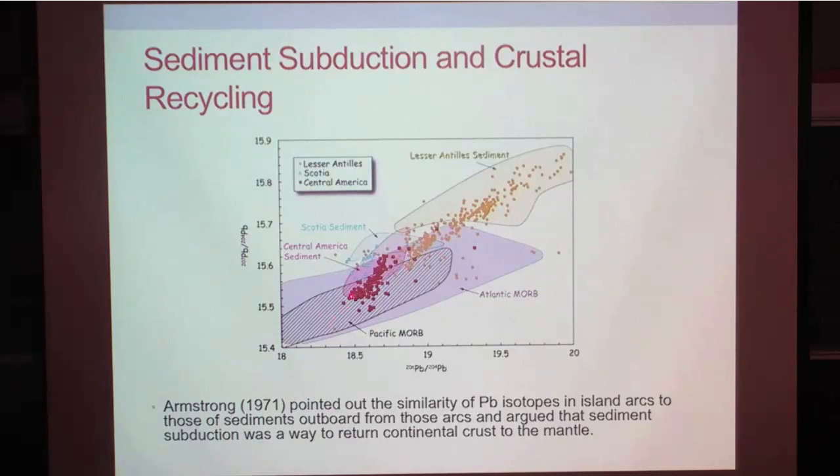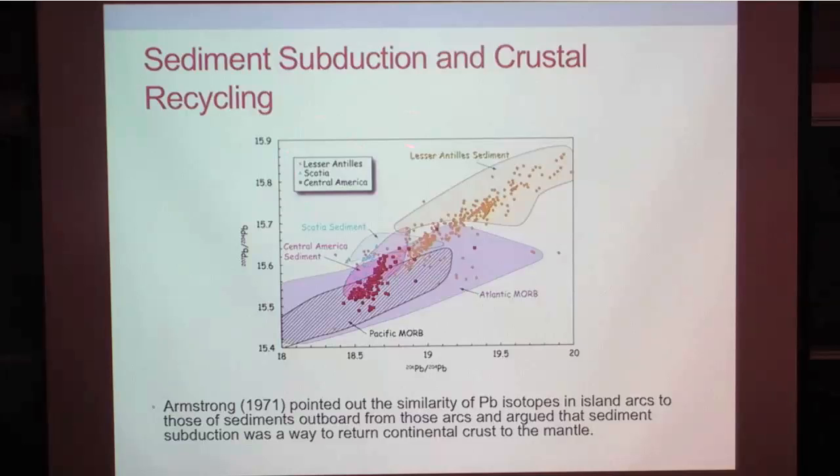We can see similar things. Here's the Central American sediment. You can see here's the Central American volcanics. Here's Scotia sediment, Scotia volcanics. Each one of these things is different, but they're related to their sediment. Okay, and I can show you lots of arcs, but it would be a mess. You wouldn't see anything. Basically, we always see this.